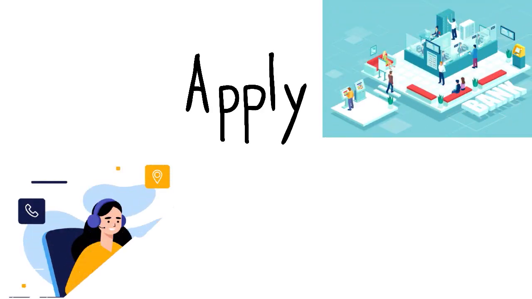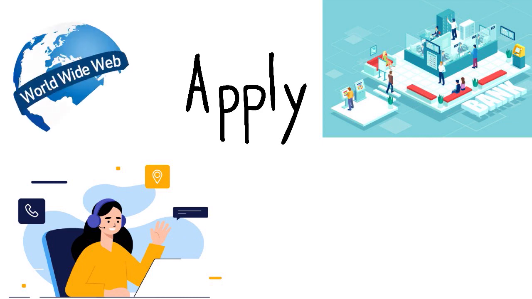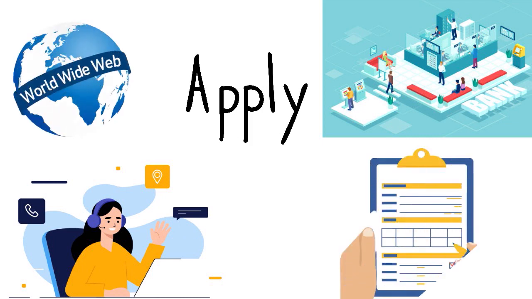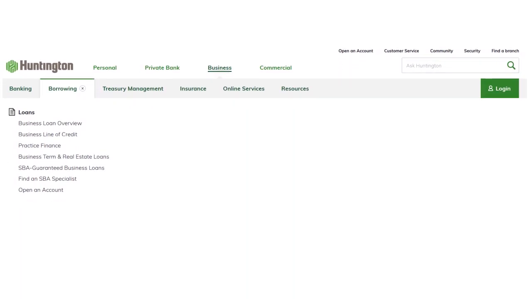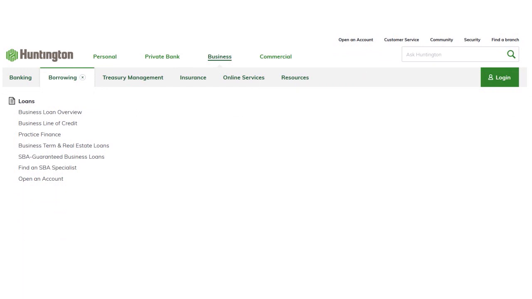And by the way, folks, you can also apply for this loan either at a branch or over the phone. But in today's conversation, I'm going to show you how to actually do things online or through paper form, okay? So you want to focus on borrowing. So you have business loan overview, you have business line of credit, you have practice finance, you have business term and real estate loans, you have the SBA guaranteed business loans. And so the bottom line here is that whether you are focusing on a term loan or a business line of credit, the kind of information that Huntington Bank requires is kind of analogous. It's kind of similar, okay?